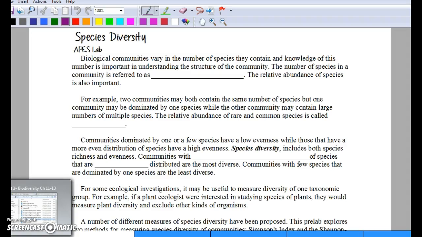So today we are going to be talking about species diversity, and just a little bit of background before we get started with the calculations. Biological communities vary in the number of species they contain, and knowledge of this number is important in understanding the structure of the community. Number of species in a community is referred to as species richness.